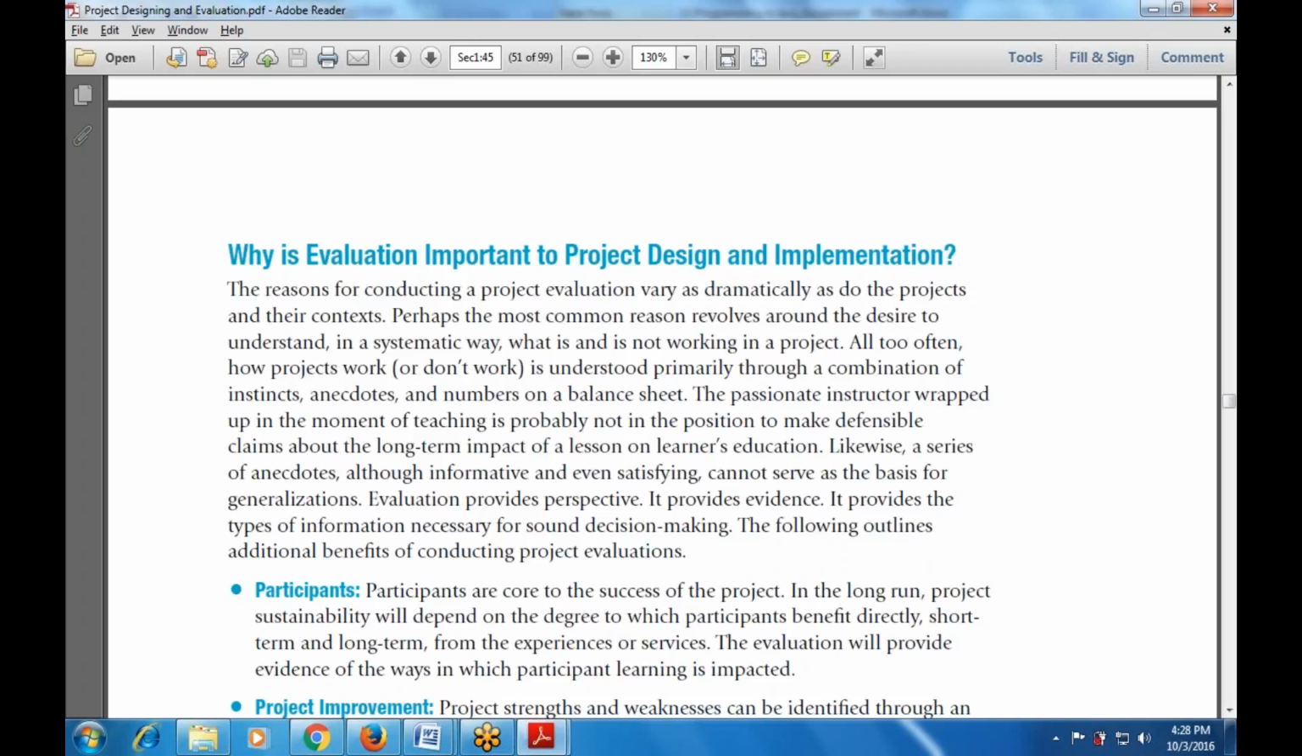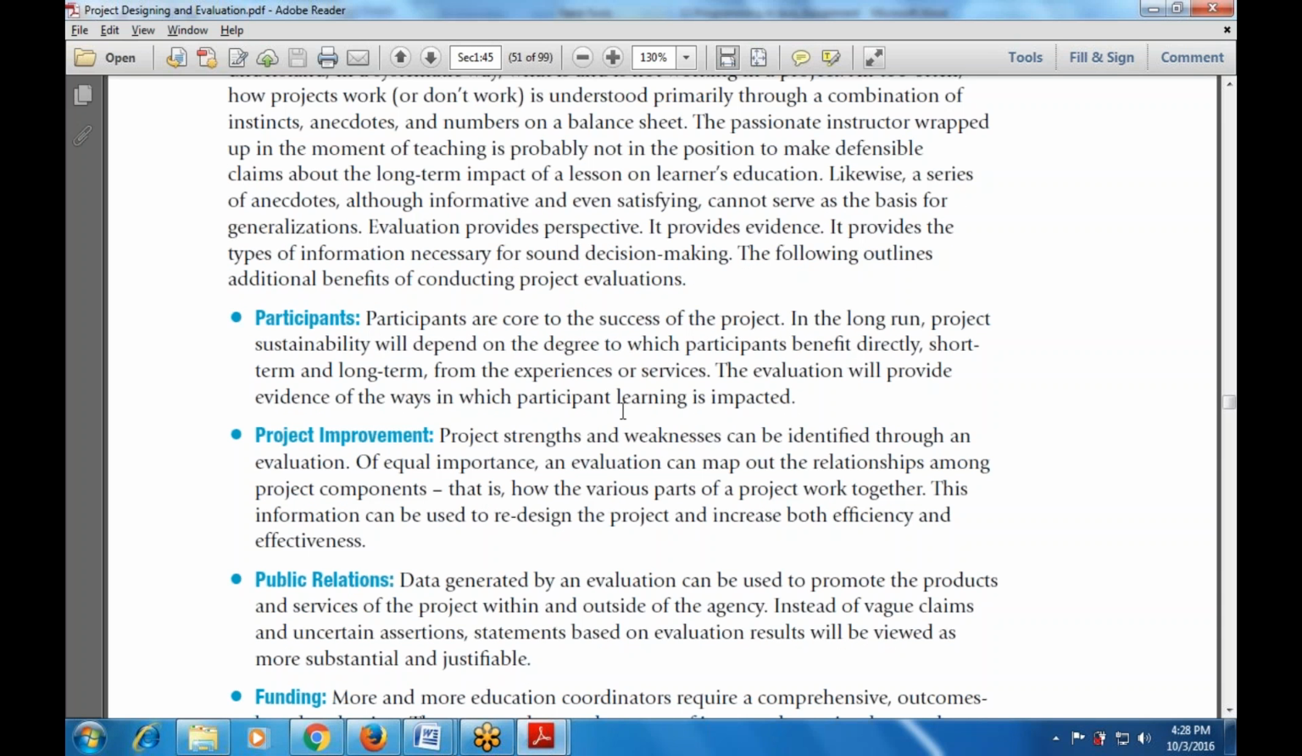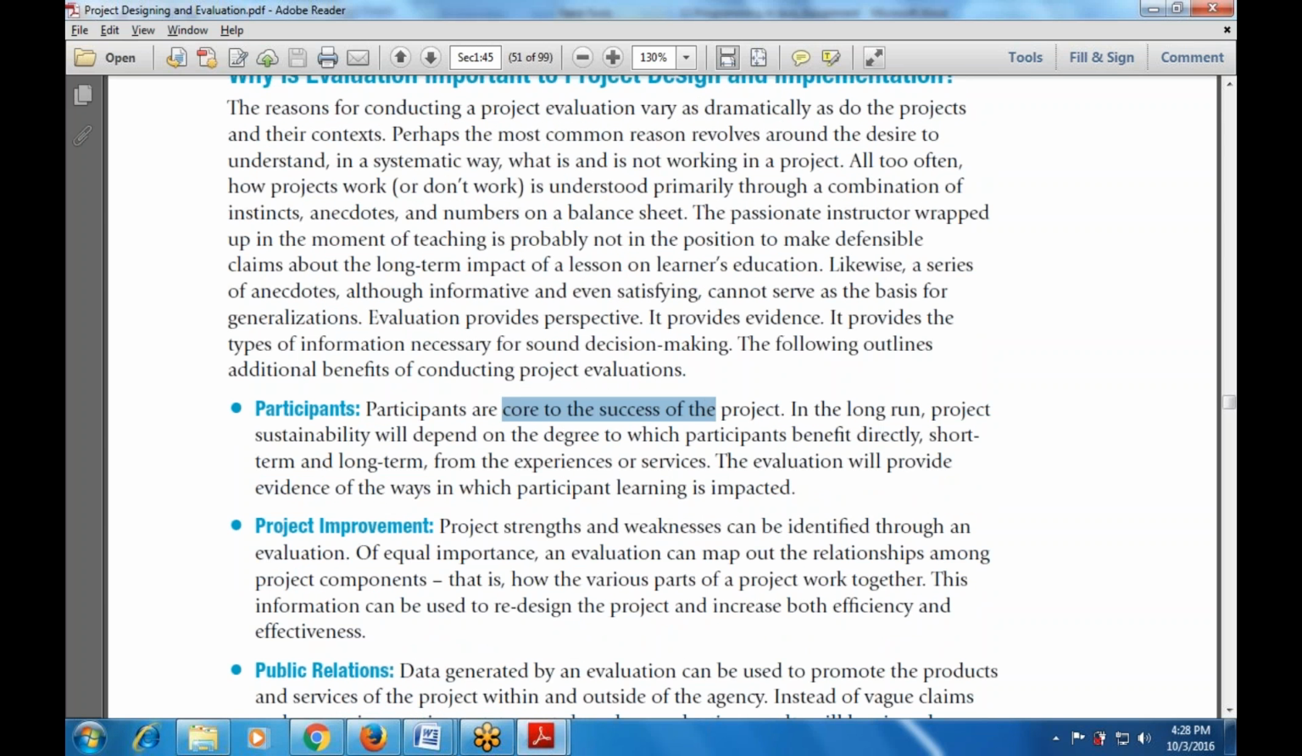Now, these are the various additional benefits of conducting a project evaluation. These are the various advantages of why we use project evaluation. So these are the benefits of conducting the project evaluation. First one is, participants are core to the success of the project.